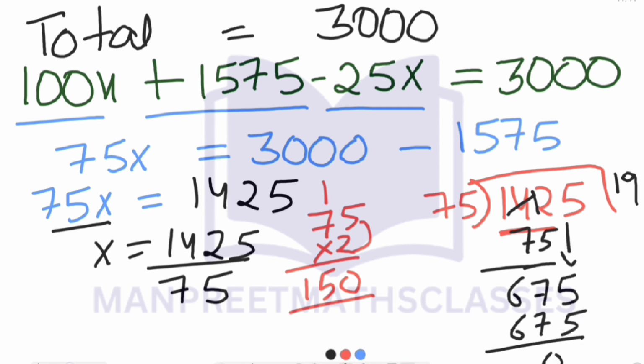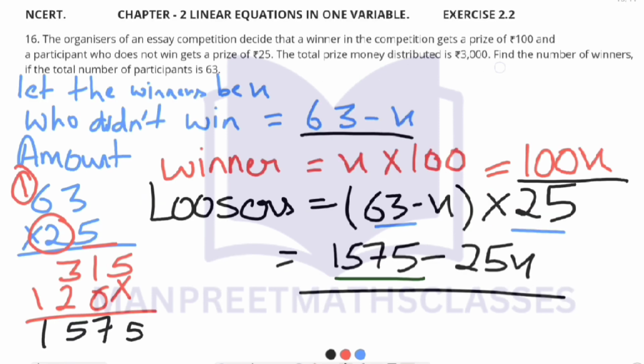So is the required value, that is 19. And in the question they were asking find the number of winners, और हमने winners को x suppose किया था जिसकी value आई है 19. So here your exercise is completed. I hope this was helpful for you. If you are finding my videos helpful, please like, share and subscribe. Thanks for watching.